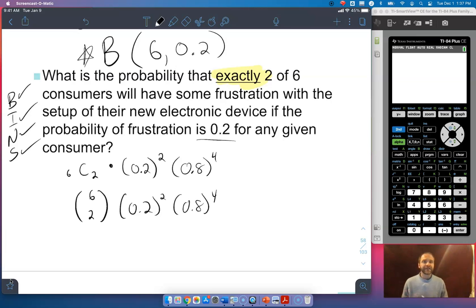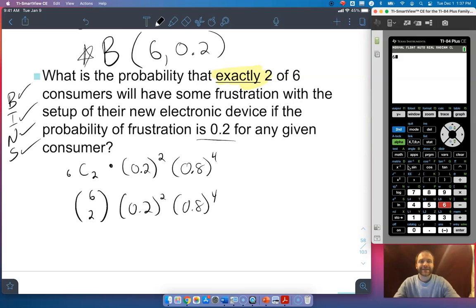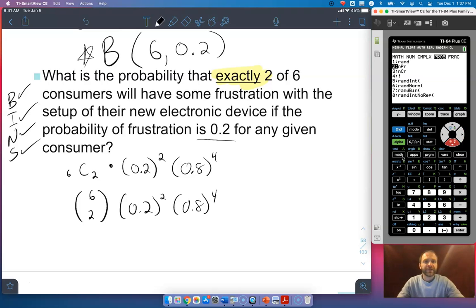And I could type that in my calculator. And so I have my calculator here. What I'm going to do is type in 6, math, go over to probability. And if I go over to probability, you can see the third option is nCr. So I have 6 nCr 2. Now I can enter there. I could have done a parentheses around it in the first place. I forgot to.